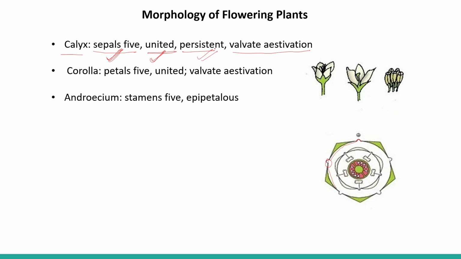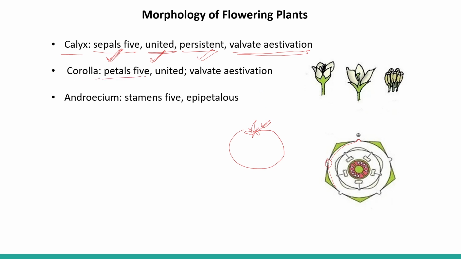Persistent means after the pollination, what happens? The floral parts wither away and the ovary gets enlarged, but at that time the sepals persist. If you have seen the tomato, which also comes in this family, the sepals are still attached to it. So this is showing the persistent sepals and valvate aestivation.